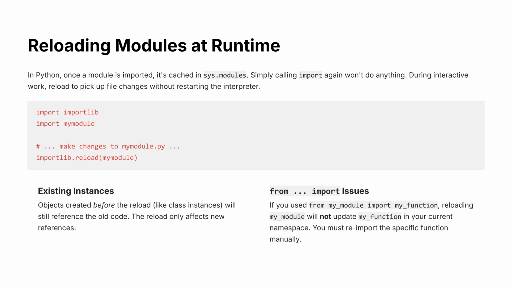To actually pick up your changes without killing the interpreter, you use importlib.reload and pass in the module object. Now, and this is the gotcha, any instances you already created from that module are still pointing at the old code. The reload only affects new references going forward. And if you used from my_module import my_function syntax, reloading the module won't update that name in your current namespace. You'd have to manually re-import the specific function. So just keep that in mind. Stale code can sneak in silently if you're not careful.